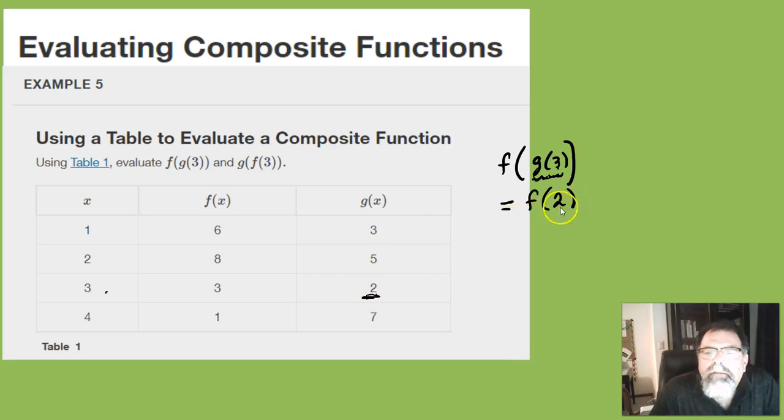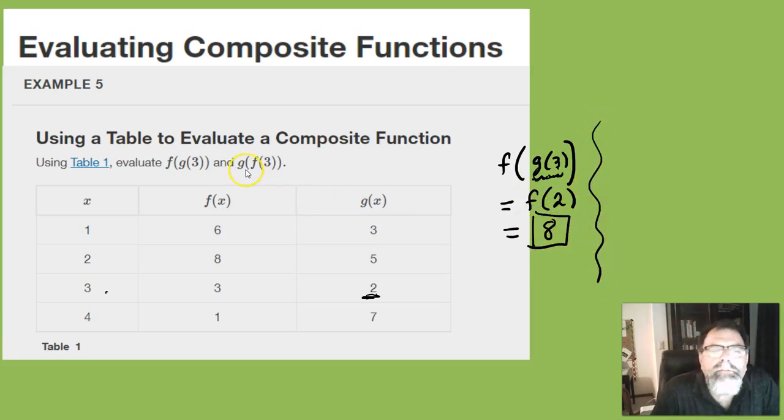Then we take the 2 and plug it into f to get the output value for f when x is 2. So we go to 2 here on the table, and then go to this column. We want to know what f of 2 is. So f of 2 is 8. So f composed with g of 3, or f of g of 3, is 8. Okay, so that's that one.